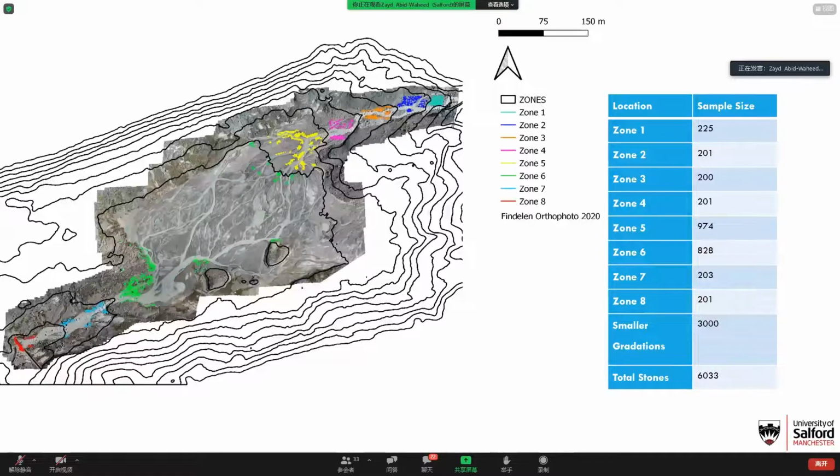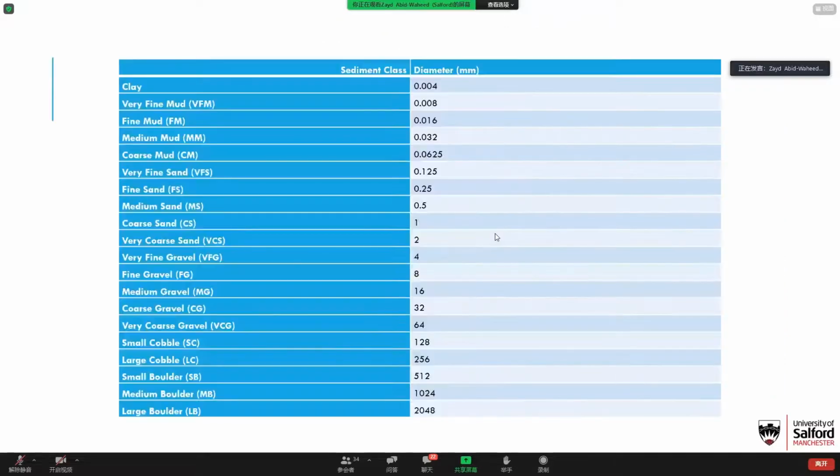Here is an image of said drone survey. This is very high resolution drone photography, which allowed us to take 6,033 stone samples from across this reach, randomly distributed using a random algorithm to select them. And then I went through individually and painstakingly measured each one, generating the sample sizes for each of these zones. These zones were all 15 meter contours. And then each stone within a zone was classified according to the Wentworth scale of stone classification, all the way up from clays to boulders.